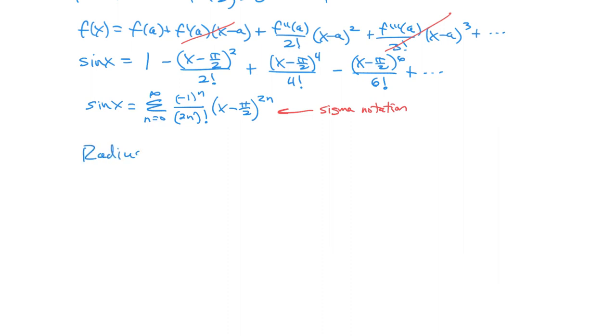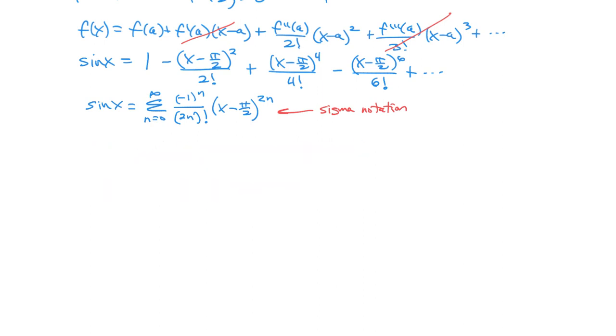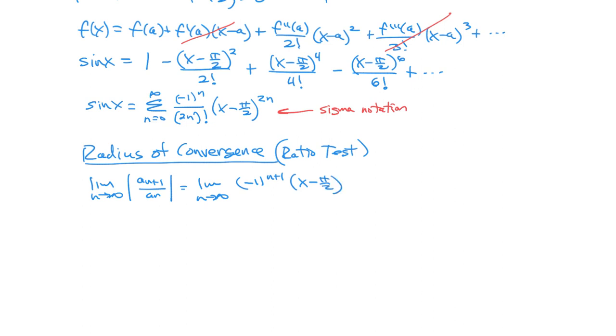So the radius of convergence, which of course means we're going to use the ratio test. So the limit as n approaches infinity of the absolute value of a sub n plus 1 over a sub n. That's going to be the limit as n approaches infinity of, let's see, this would be -1 to the n plus 1 times x minus pi halves to the 2n plus 2, right? 2n plus 2, because this n gets swapped out with an n plus 1. So you have 2 times n plus 1, which is 2n plus 2.